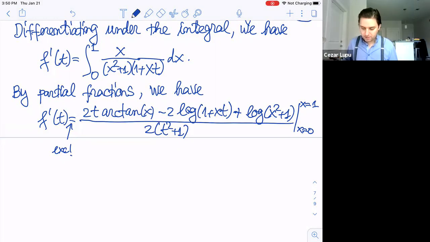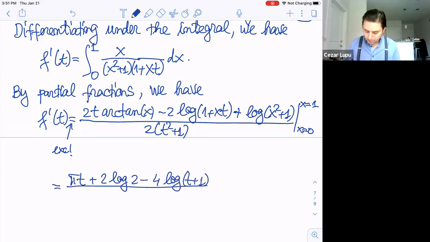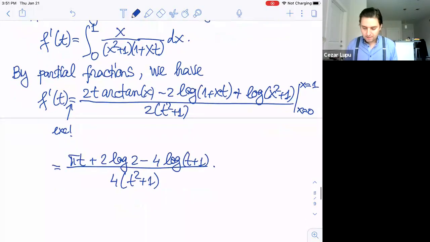I hope these computations are correct. So this would give us, plus 2 log 2 minus 4 log of (t plus 1), and everything over 4 times (t plus 1)(t squared plus 1). All right, so that's f prime of t. And now the only thing we need to do is to integrate. So we're going to integrate with respect to t now.